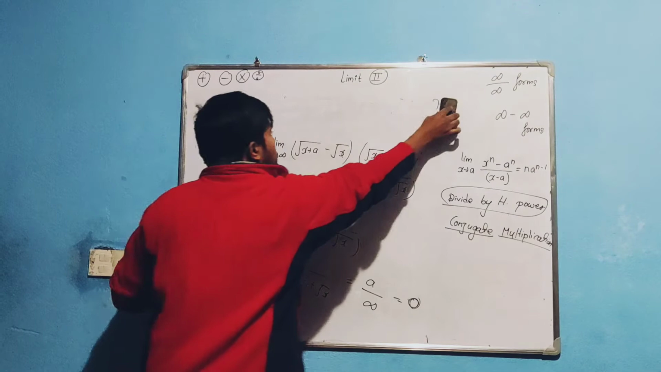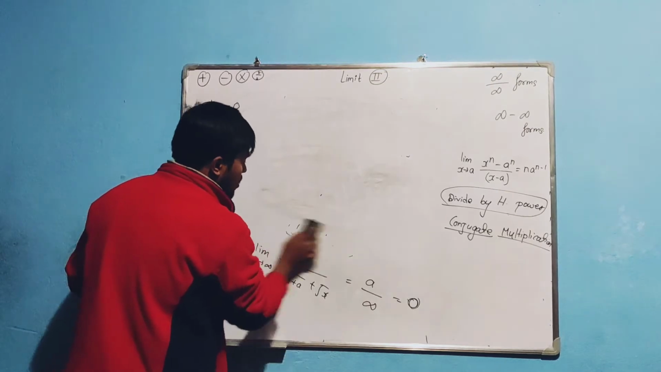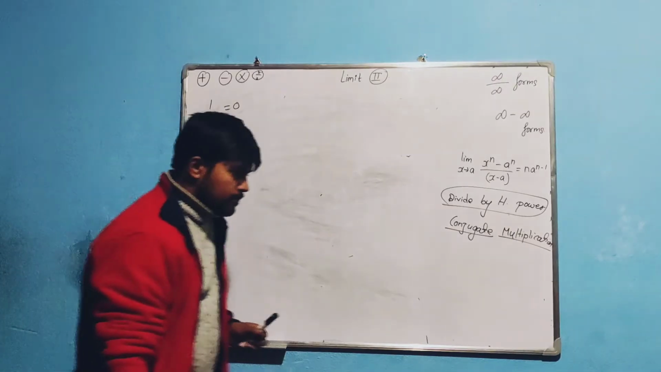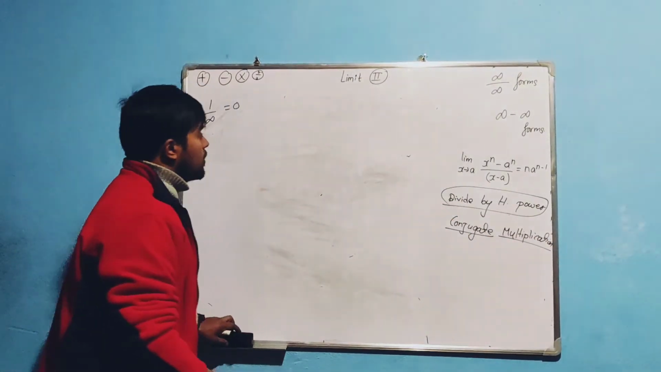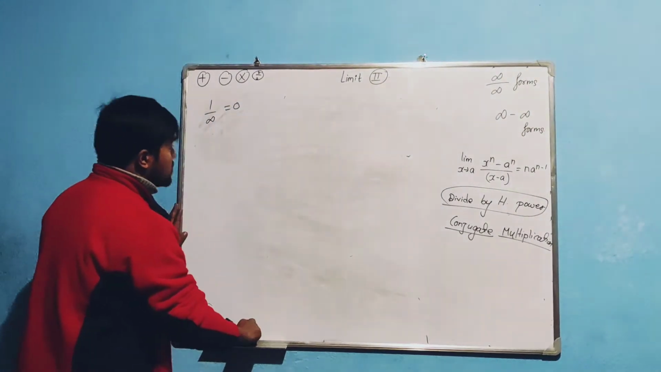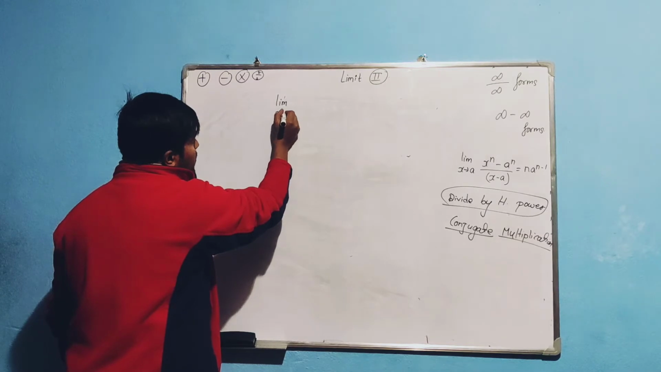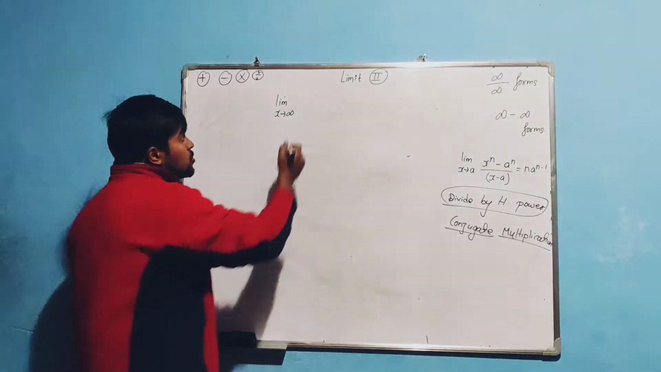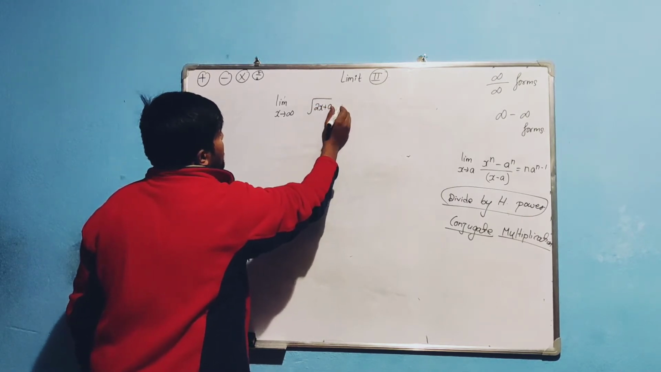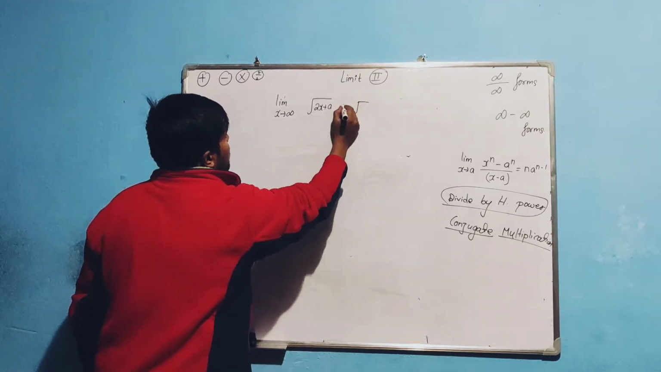So let us try some more problems regarding the same concept. So let us write some more problems and try and solve them. Okay. So here is one more problem for you regarding conjugate multiplication. So let us see. Limit as x tends to infinity. Okay. So under root of 2x plus a minus, okay, under root of 2x plus a minus under root of 3x.